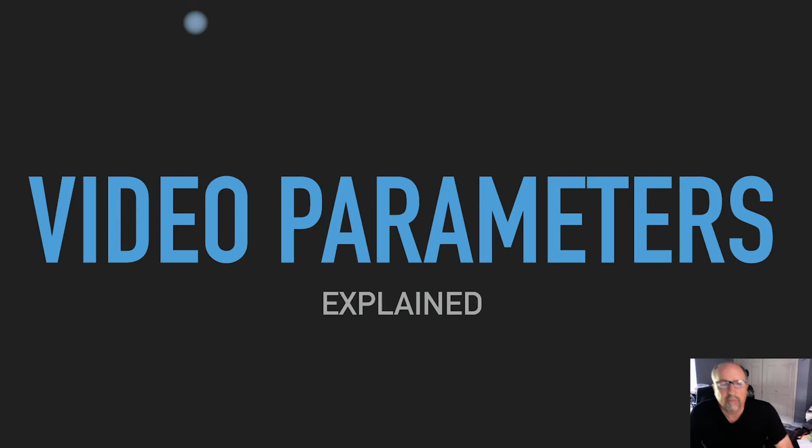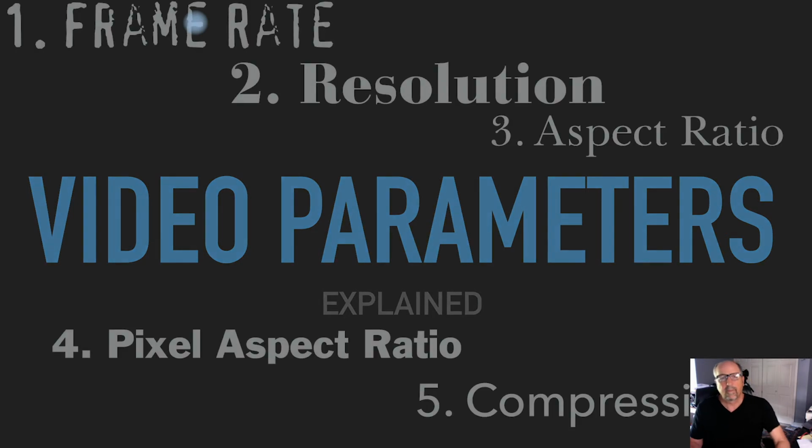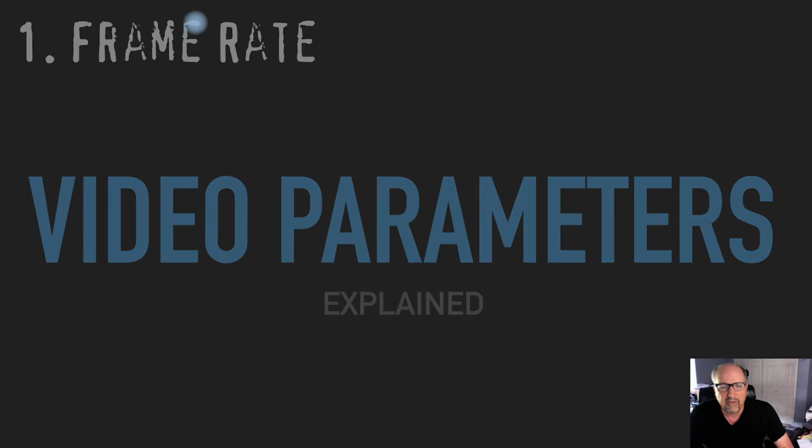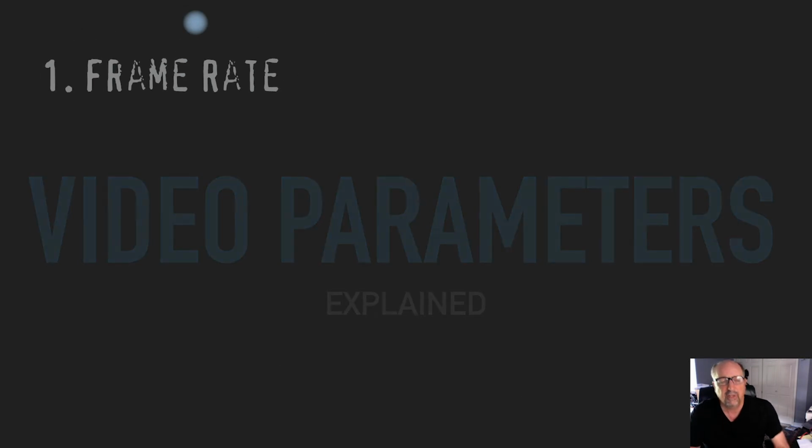All right, it's time for us to talk about video parameters and explain them in a way. As you can see, there are 5 basic parameters: frame rate, resolution, aspect ratio, pixel aspect ratio, and compression. These are the elements that basically affect all the aspects of your video. So you need to know what they are and where to find and how to identify them.